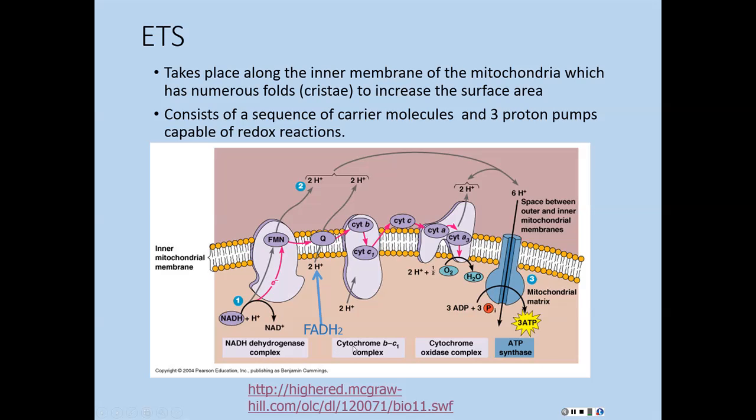They're here in these purpley, lavendery boxes: the NADH dehydrogenase complex, the cytochrome B-C prime complex, and the cytochrome oxidase complex. They refer to NADH, cytochrome B-C, and the cytochrome oxidase complex. That's these three carriers here. Then you have ATP synthase right here. You do need to know that's the enzyme and the function of this structure right here.